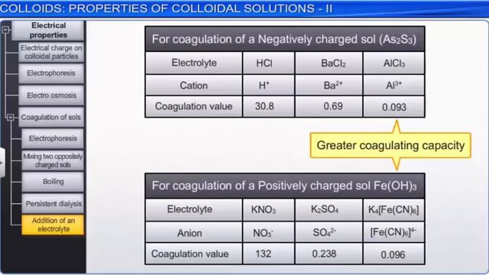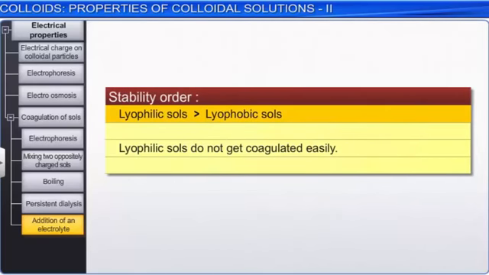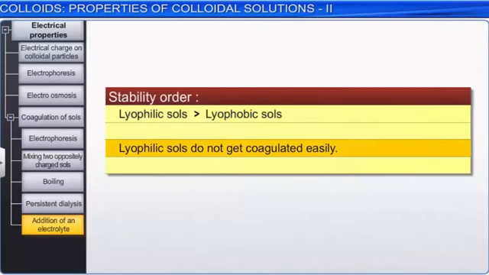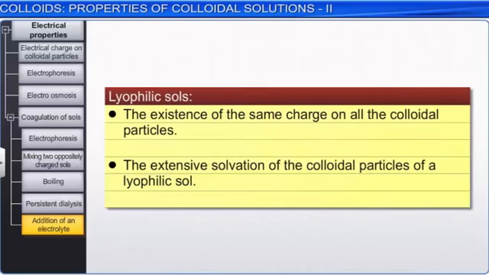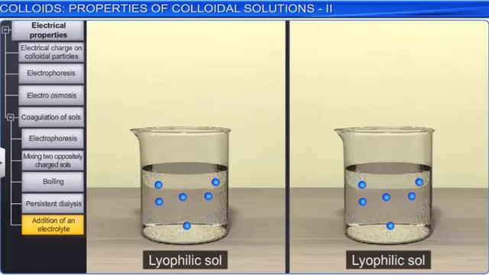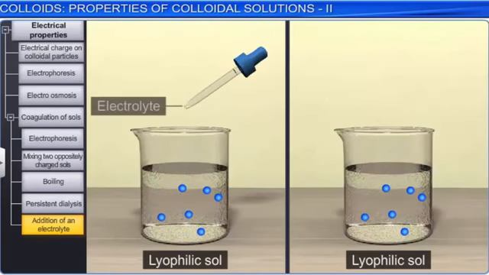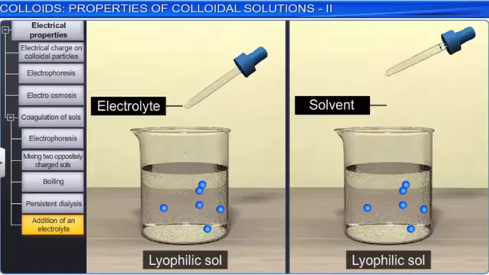Lyophilic sols, on the other hand, are much more stable than lyophobic sols and do not get coagulated easily under similar conditions. The two factors responsible for the stability of lyophilic sols are the existence of the same charge on all the colloidal particles and the extensive solvation of the colloidal particles of a lyophilic sol. A lyophilic sol can be coagulated either by adding an electrolyte or a suitable solvent.